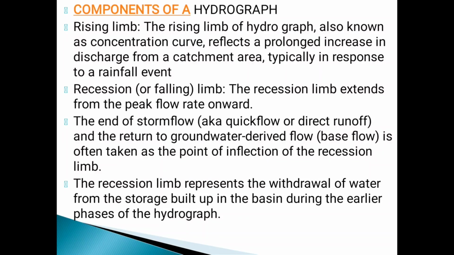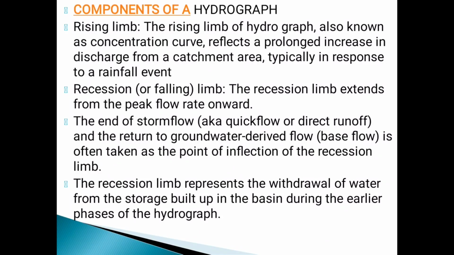Next, the components of a hydrograph are rising limb, recession or falling limb, the end of the storm flow, and recession limb. First one, rising limb. The rising limb of a hydrograph, also known as the concentration curve, reflects a prolonged increase in discharge from a catchment area, typically in response to a rainfall event.